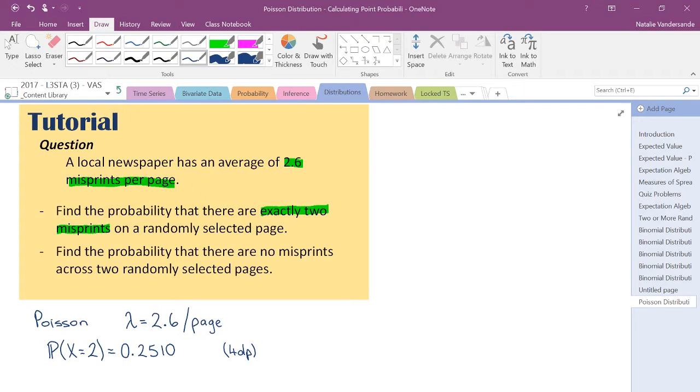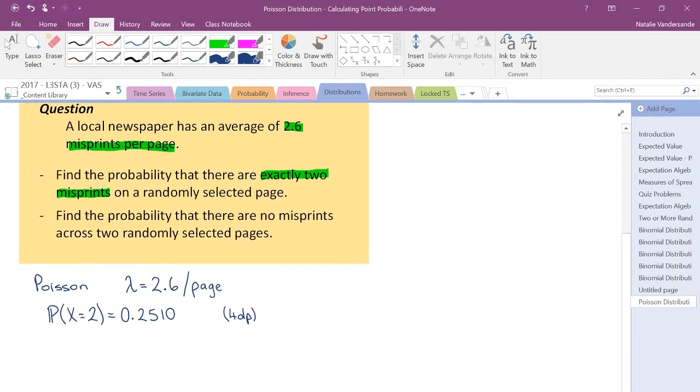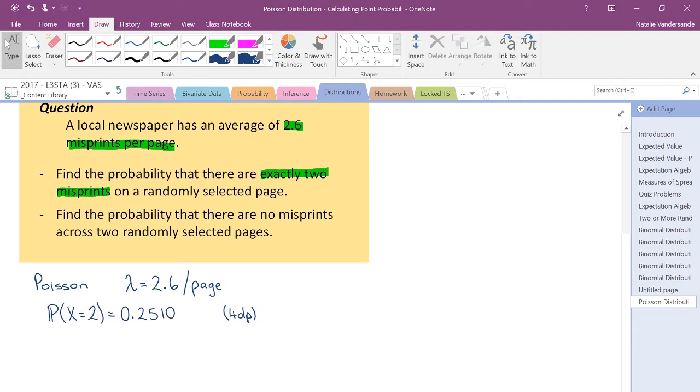Let's now take a look at our second question. Find the probability that there are no misprints across 2 randomly selected pages. Now the bit that has changed is the interval that our event is happening over. This time we're asked about 2 randomly selected pages. So this is going to have an effect on the lambda that we use. We're still using a Poisson distribution.